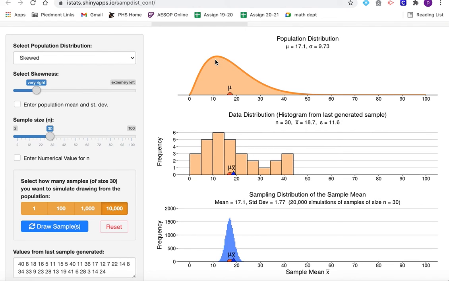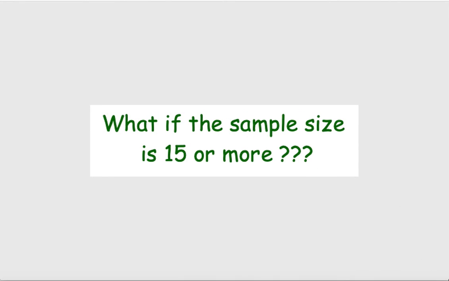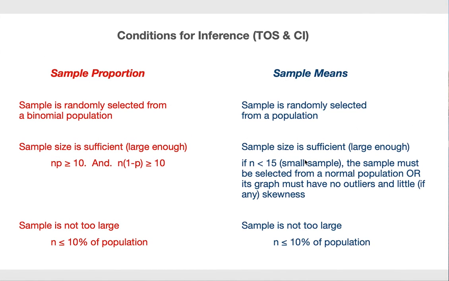We'll take the ideas from before, this n less than 15, and we're going to add a condition that talks about what we can look for if n is higher than 15 in order to do statistical inference.